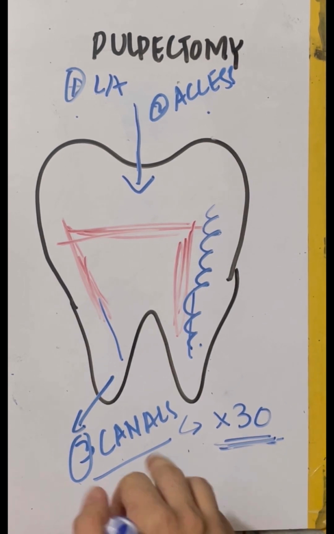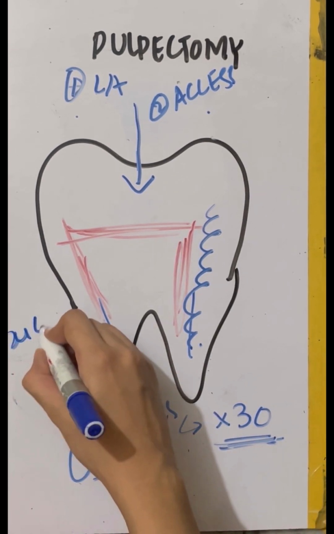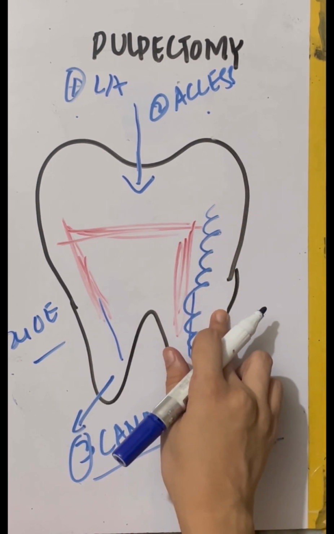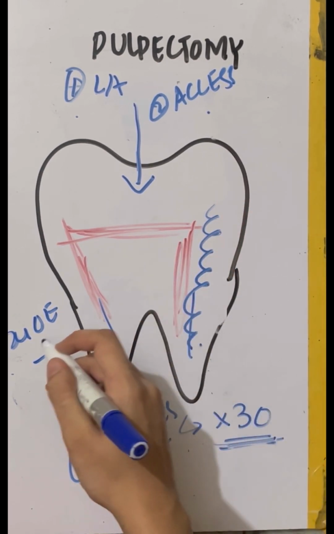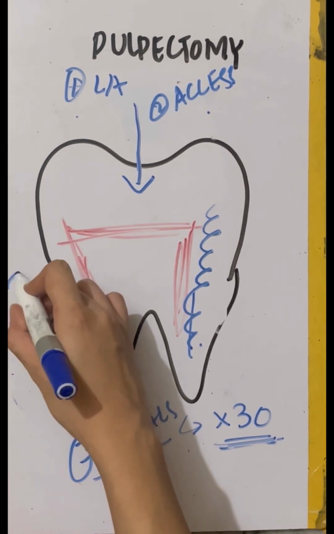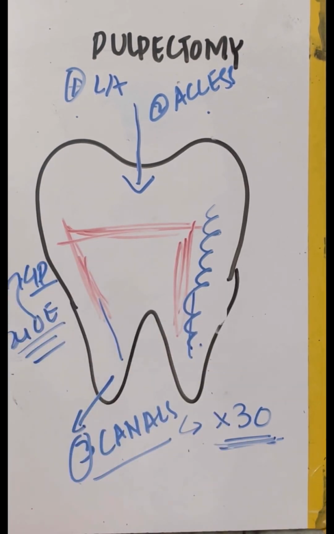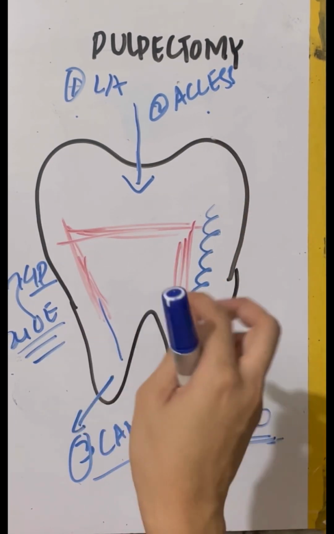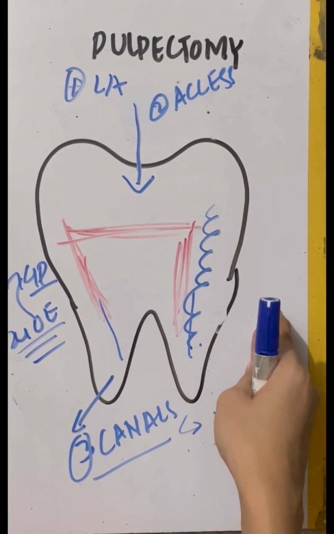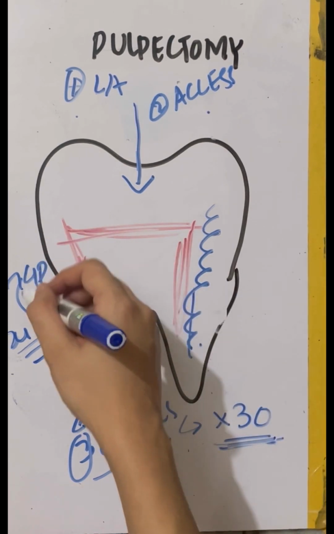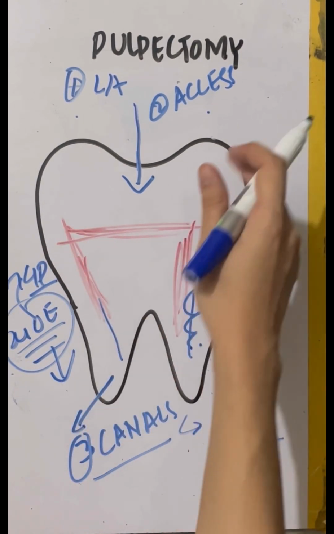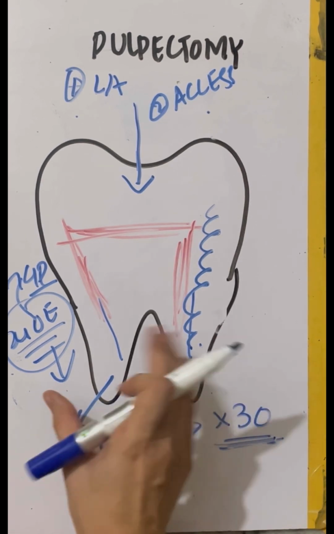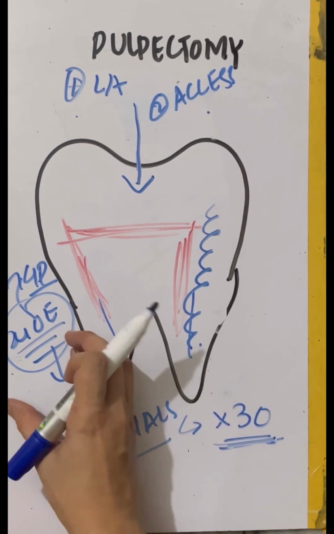Then we will mix the zinc oxide eugenol slurry and put it in the canal with the help of these spirals. We can also place this zinc oxide slurry with the help of GP points. We will fill the chamber with the cement and then restore the tooth with a stainless steel crown. Why are we using zinc oxide eugenol? Because these are primary teeth, and as the teeth exfoliate, the zinc oxide eugenol will resorb with time.